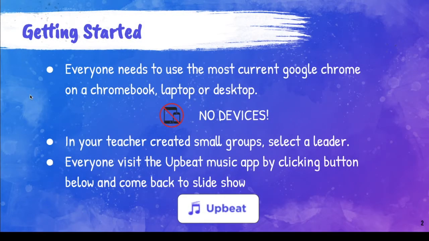So when you're using this new app called Upbeat Music, you need to use the most current Google Chrome on your Chromebook, laptop, or desktop. As of right now, this app does not work on Android or iOS devices. I'm going to divide the class into small groups. Once you're in your small group, you're going to select a leader. Then you're going to visit the Upbeat Music app by clicking the button below and come back to the slideshow. But right now, we're just going to continue through the slideshow. This slideshow is to help guide you through all your playing assignments.